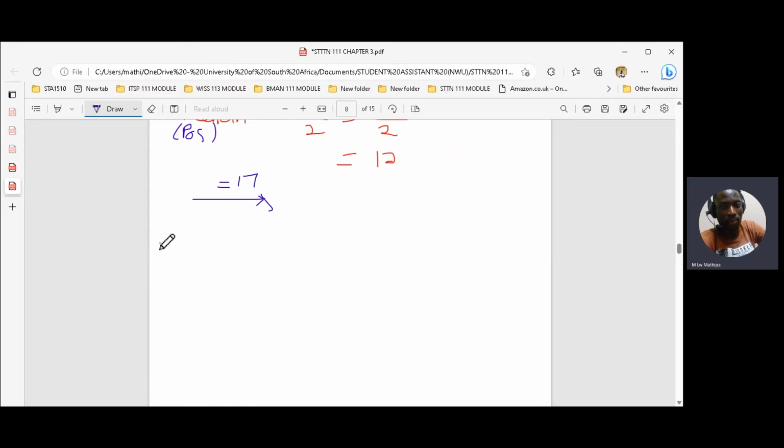Then let's find the position of Q1. The position of Q1 is equal to n divided by 4, where n is 24, then divided by 4. So 24 divided by 4, that's 6.